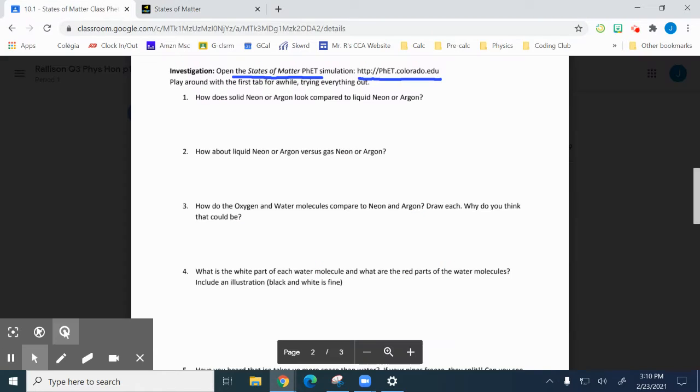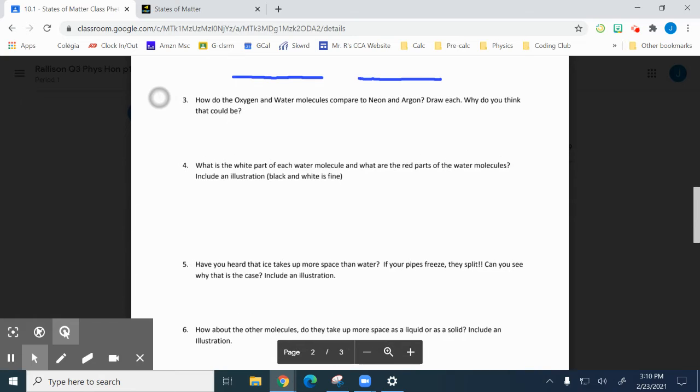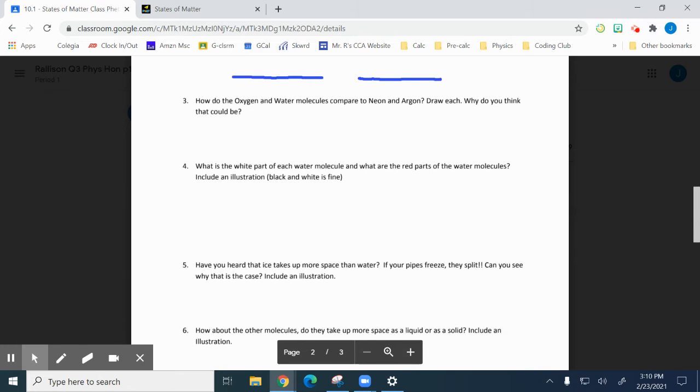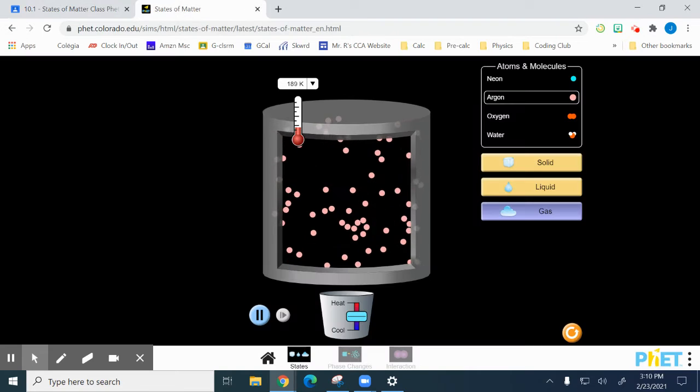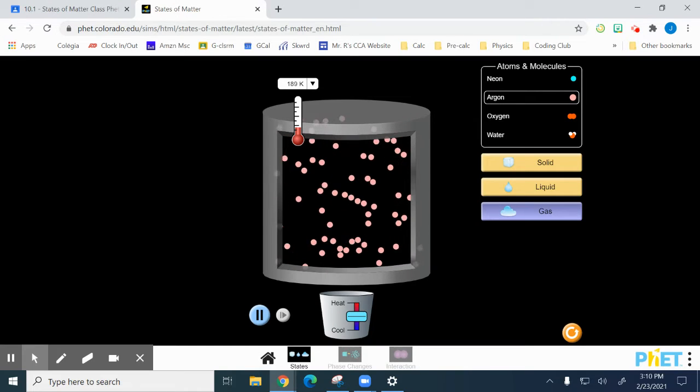Okay, so that's that. How do oxygen and water molecules, just erase a bunch of stuff here, there we go. How do the oxygen and water molecules compare to neon and argon? Draw each. Why do you think that would be? Okay, so there's oxygen.